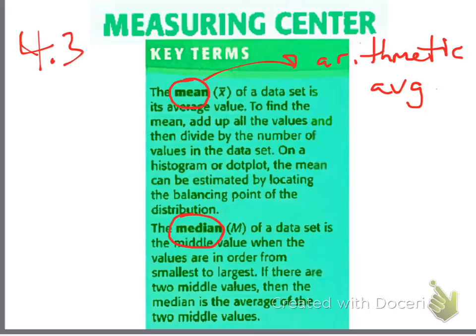Okay. Now, to find the mean, they tell us that here, and then on a histogram or dot plot, the mean can be estimated by locating the balancing point of the distribution. We'll talk more about that in a second.